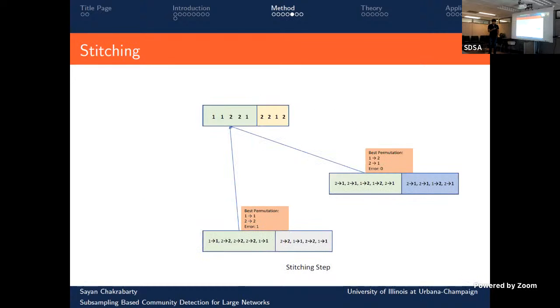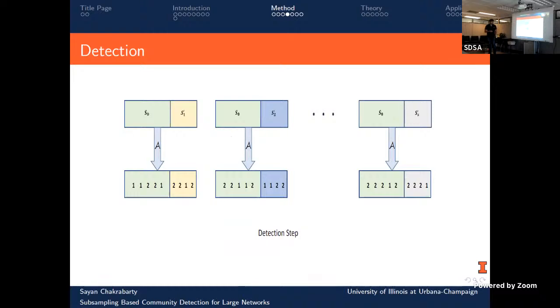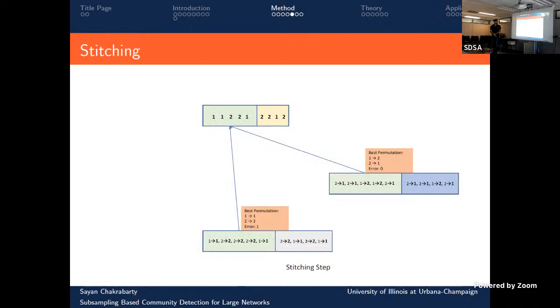Now we have the stitching step. From this output, you can see that we have different sets of levels for the same nodes that are in the overlapping part. And for the non-overlapping part, we have different sets of levels. Now, the problem with these levels is that they are good only up to permutation. So if we flip 1 with 2, we still have the same set of levels. For 2 communities, there are 2 possible permutations, but for k communities, there will be k factorial possible permutations. So we need to match all these results. We have to stitch those back. So here comes the stitching step.